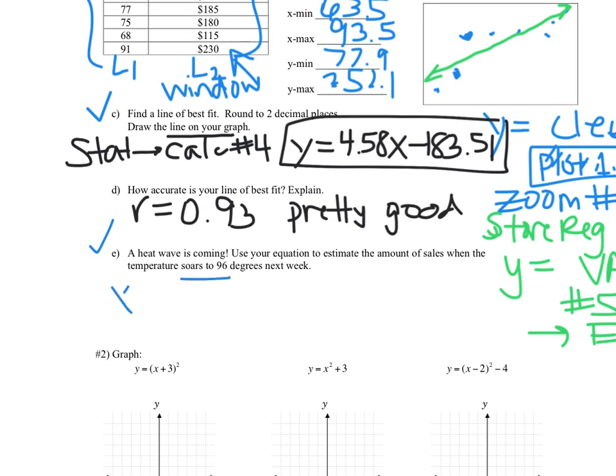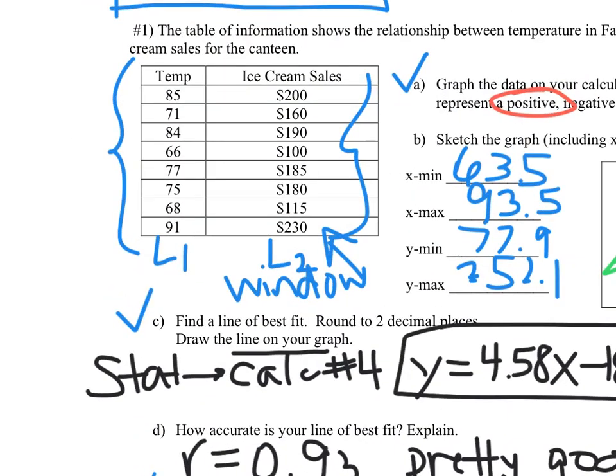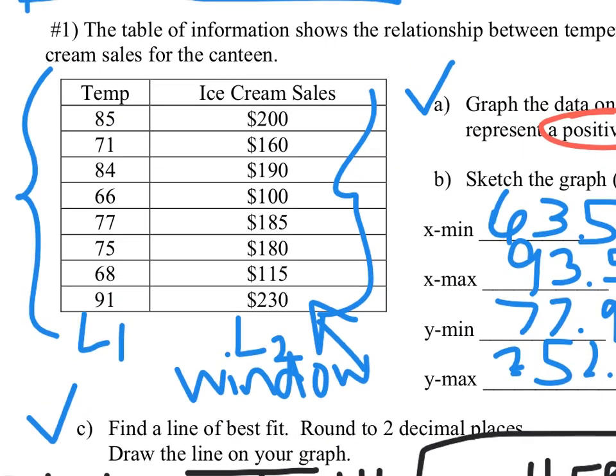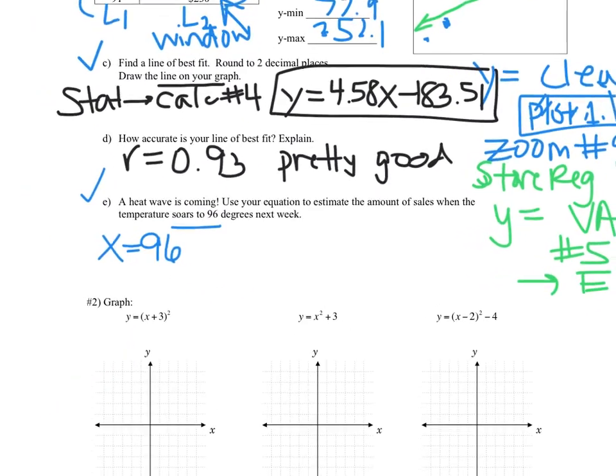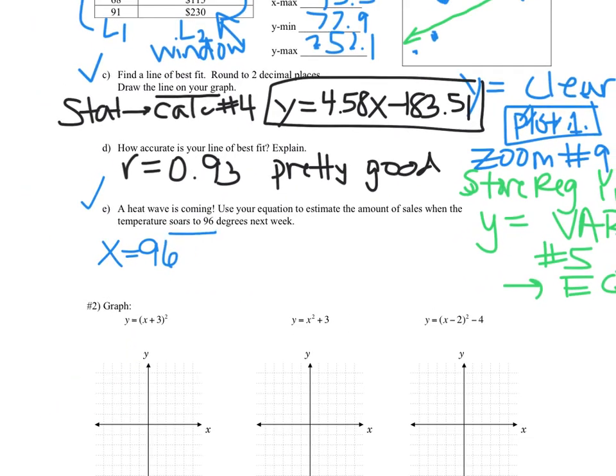Now X is 96, because the temperature, if you look up here, temp was L1, which are X values, ice cream sales were the Y values. So we're going to use our equation, 4.58, and we're going to plug in 96 minus 183.51. Or you can also follow the line. You could trace your line.